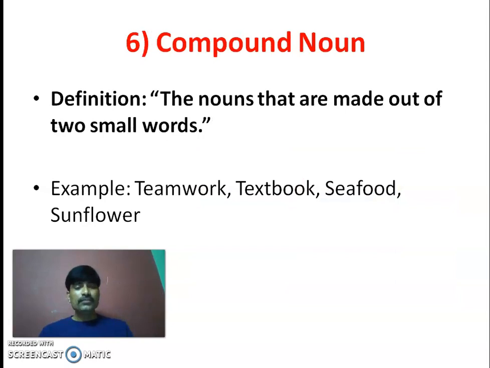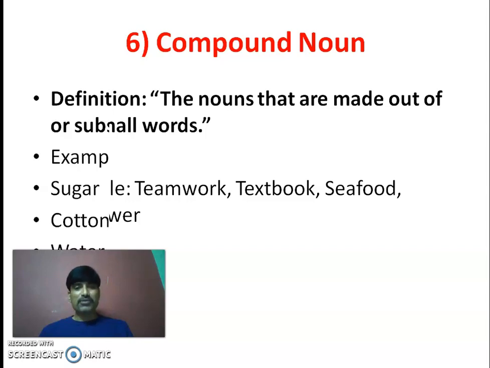The next one is compound noun. Compound means combination of two. Combination of two means two nouns clubbed together to form one noun. You can see in the examples: teamwork, textbook, seafood, sunflower. Such are the compound nouns. It's very easy to remember, so not to discuss much about it.